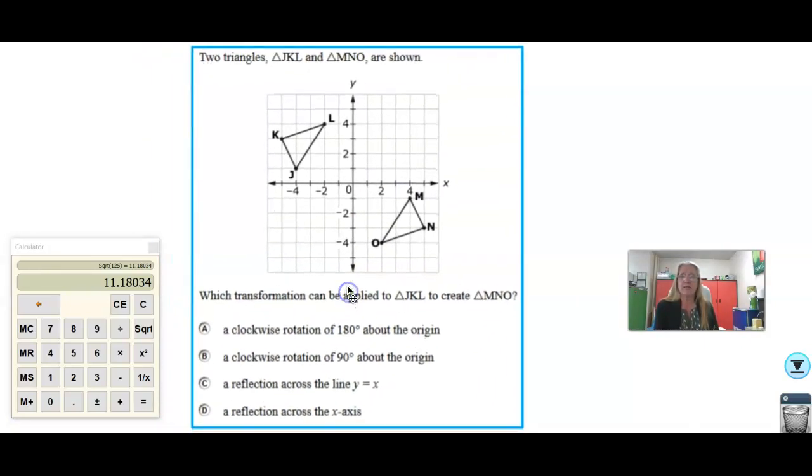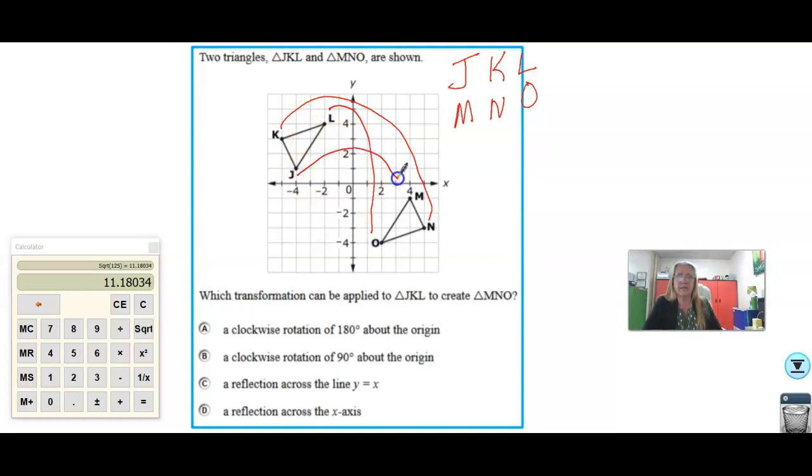Okay, so two triangles, JKL and MNO, are shown. Which transformation can be applied to JKL to create MNO? Okay, first of all, remember what I said. They have to go in order. So J is M, K is N, and L is O. Okay, so L is now over here. K is now here. So let's see, K became N, L became O, and J is M.